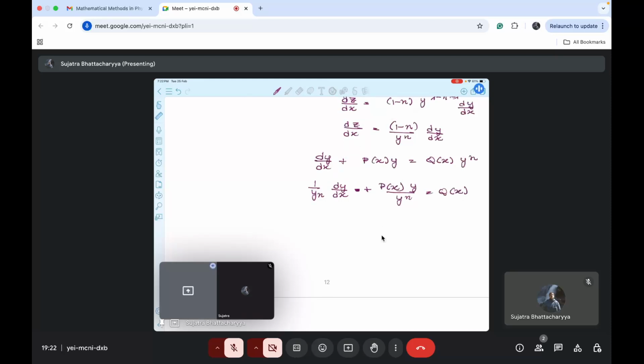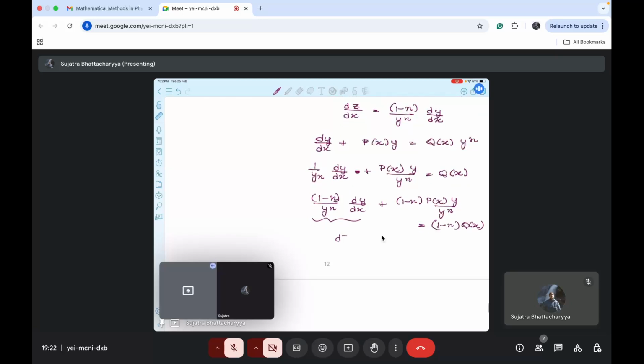Okay. Next, what we will do is multiply by 1 minus n. So 1 minus n times y to the power n, dy dx, plus 1 minus n, dx, y upon y to the power n is equal to 1 minus n times q of x. So this is known. This is nothing but dz dx. Clear? Plus.